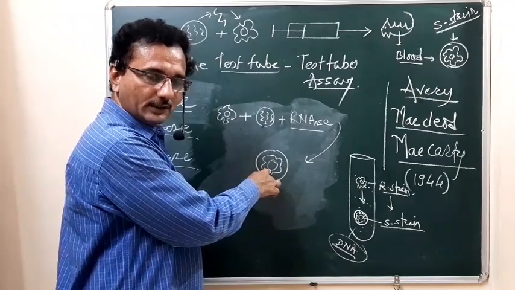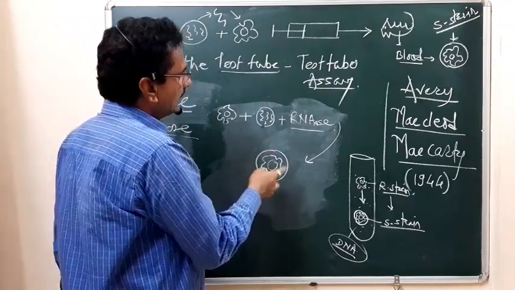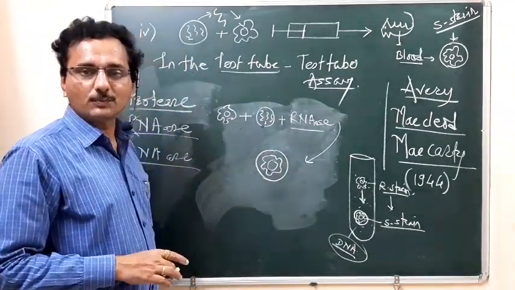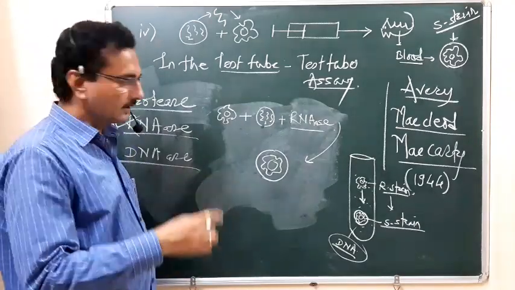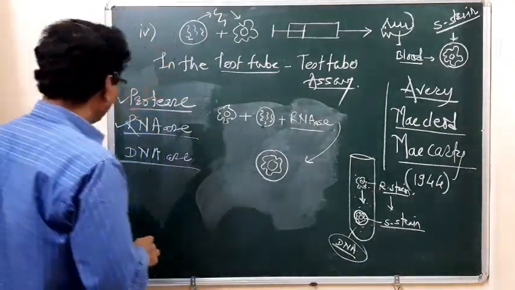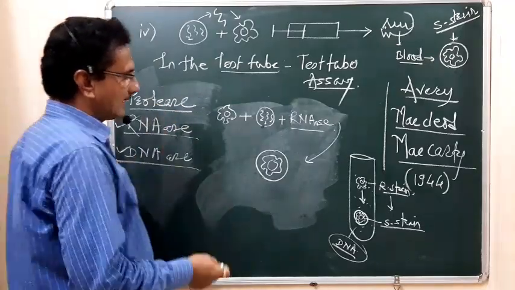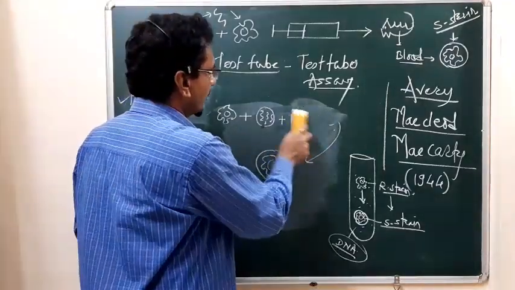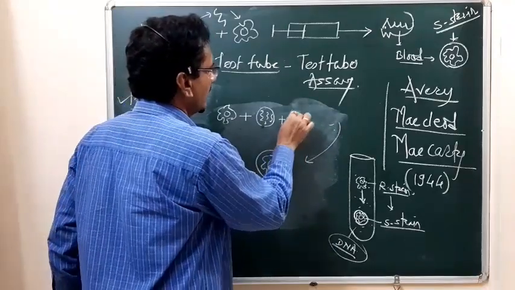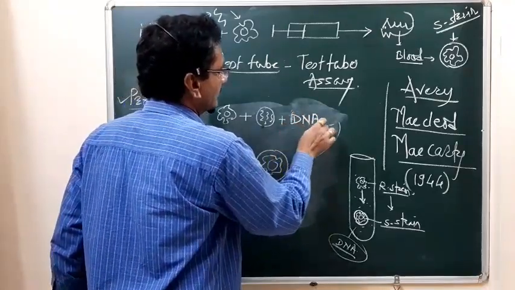In the sense, what it indicates, the RNA is not a transforming principle. Okay, RNA is not a transforming principle. Then the third time he used the DNase enzyme. Then see what happened. Okay, third time he used the DNase.